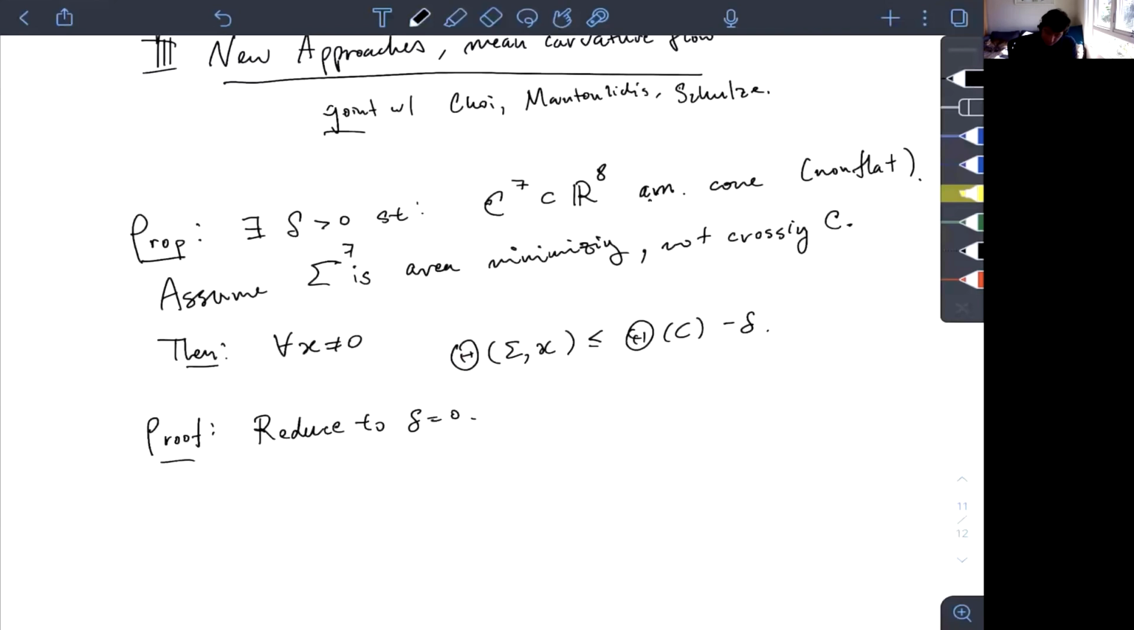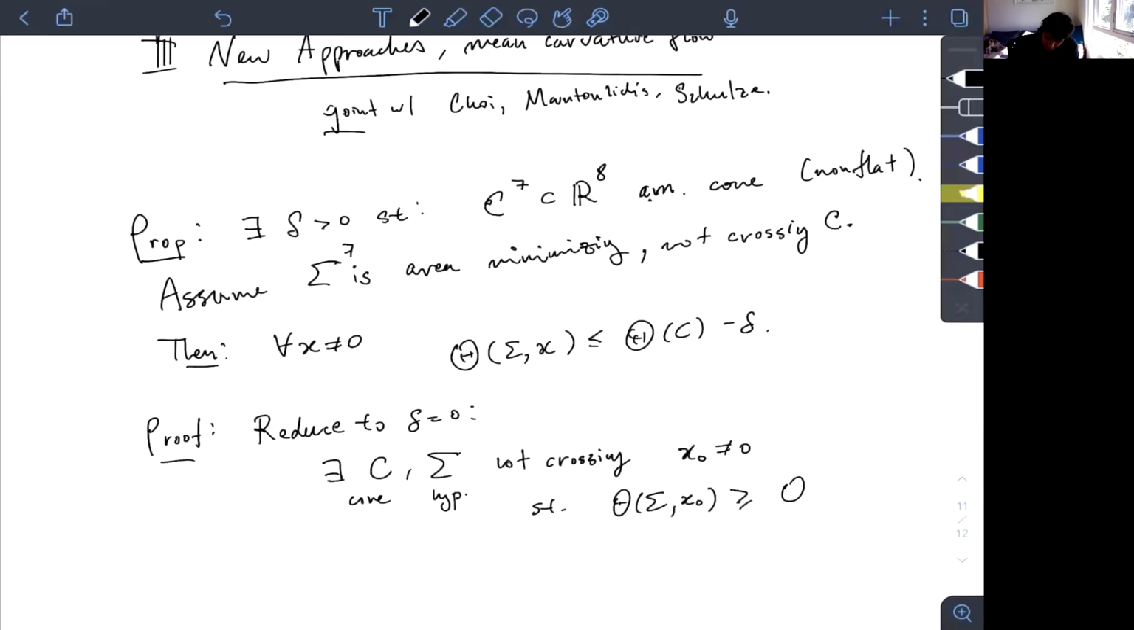So in other words, what we get is that there exists a cone and a surface. So you get an area minimizing cone and an area minimizing surface that doesn't cross the cone, and a point x naught, which is not the origin. We scaled it to have distance 1, but it doesn't matter. The density of sigma at the point x naught is at least the density of the cone. Okay, so this is essentially what you get out of just a contradiction argument. And so you use the contradiction to squeeze a little bit of room out of just a statement like this. Okay, so we want to show that this is a contradiction.